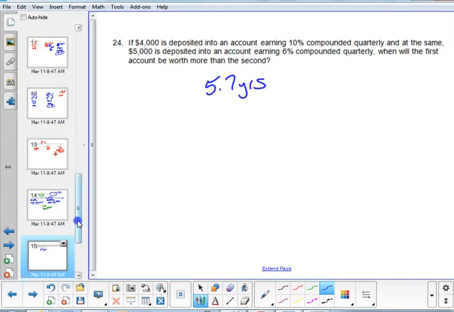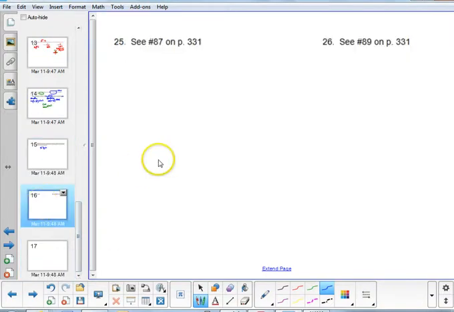A table would only give you answers that are between two integers, so you'd say between 5 and 6 years.